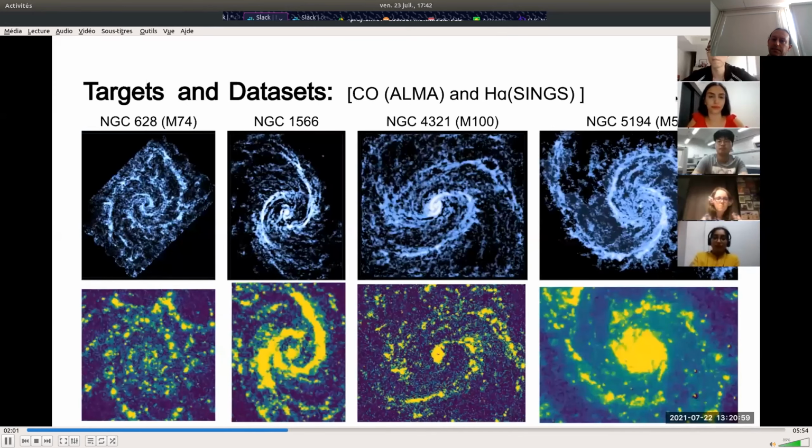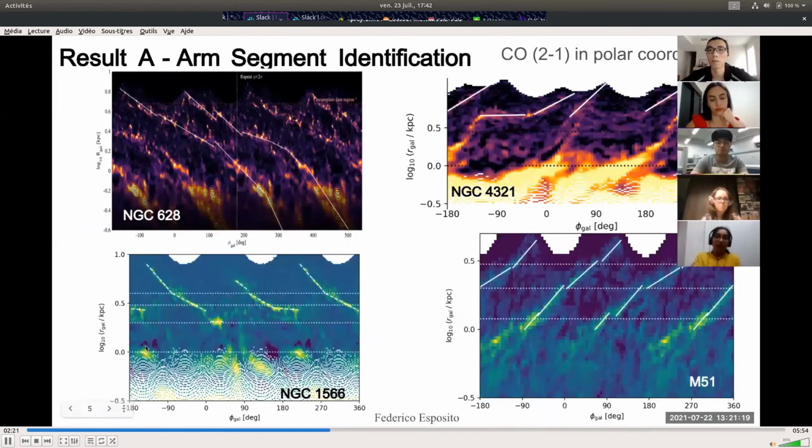So to explore how these spiral arms organize the gas and the star forming regions, we have used publicly available PHANGS CO data from ALMA and H-alpha from SINGS. So here the top panel represents the CO map of the four galaxies, and the bottom panel shows the H-alpha map of the galaxies that we have analyzed in this project. We project the CO and H-alpha images in polar coordinates.